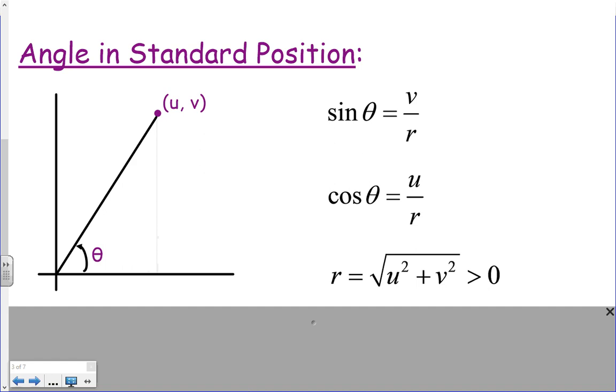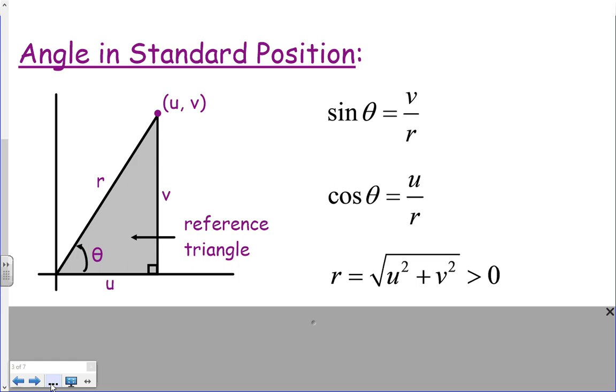And on my terminal side, I just have it going through some point (u, v). There's obviously lots of points that fall on that terminal side, but I've picked one of them and I've named it (u, v). So if I want to figure out what the sine of this angle would be, or what the cosine of this angle would be, what I could do is draw in what we call the reference triangle here to help me do that. If I'm in the first quadrant, I can do this, but this will extend to any quadrant if I define it based on these points (u, v).